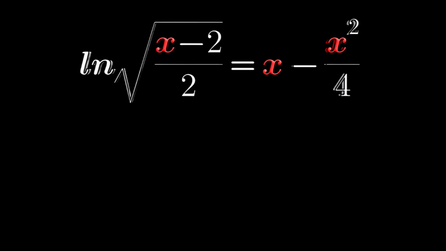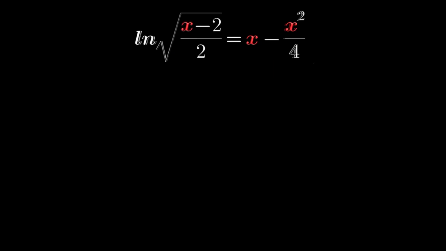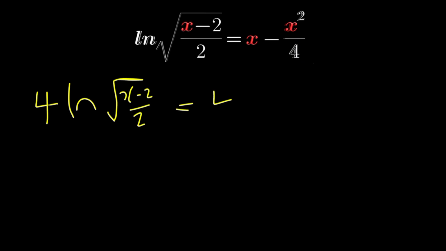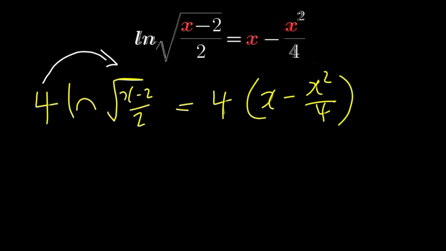ln(√(x−2)/2) = x − x²/4. Let's solve this together, guys. First of all, let's multiply both sides by 4. So we have 4 ln(√(x−2)/2) = 4(x − x²/4). Then according to the laws of logarithms, this comes as a power.